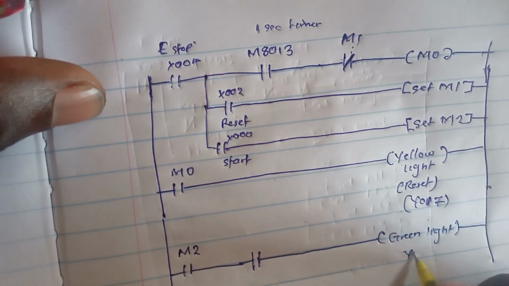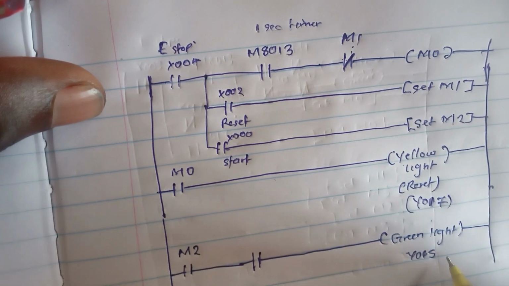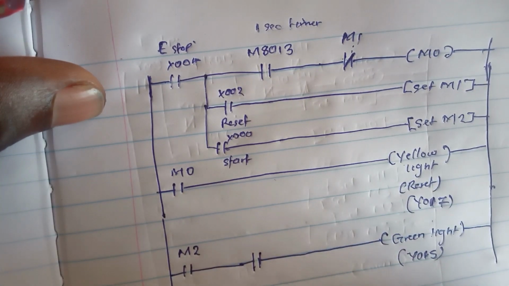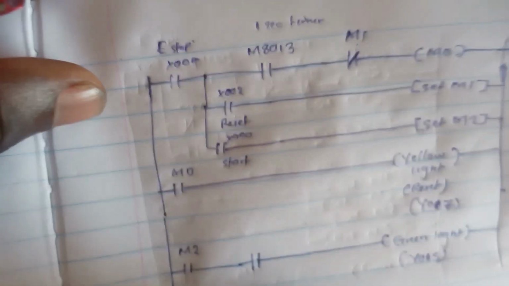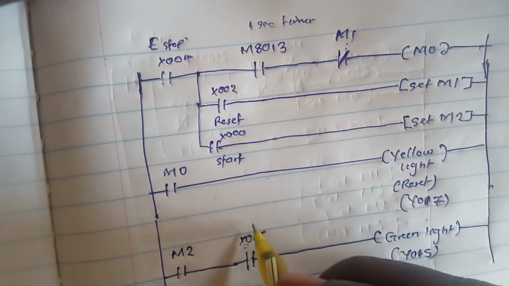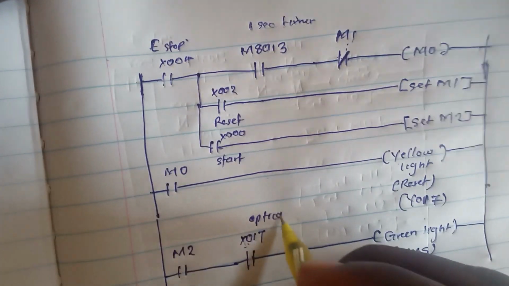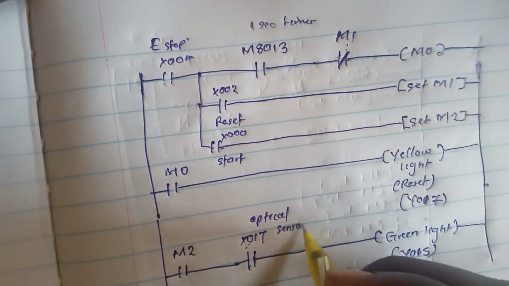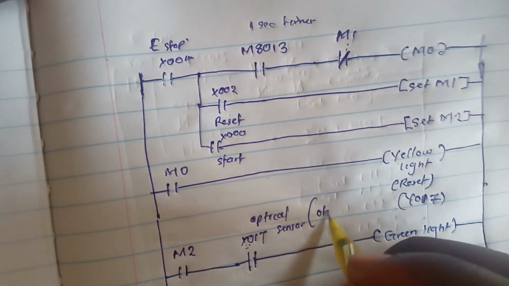Our green light is Y50. We'll add a condition X17. This is the optical sensor to detect the object.